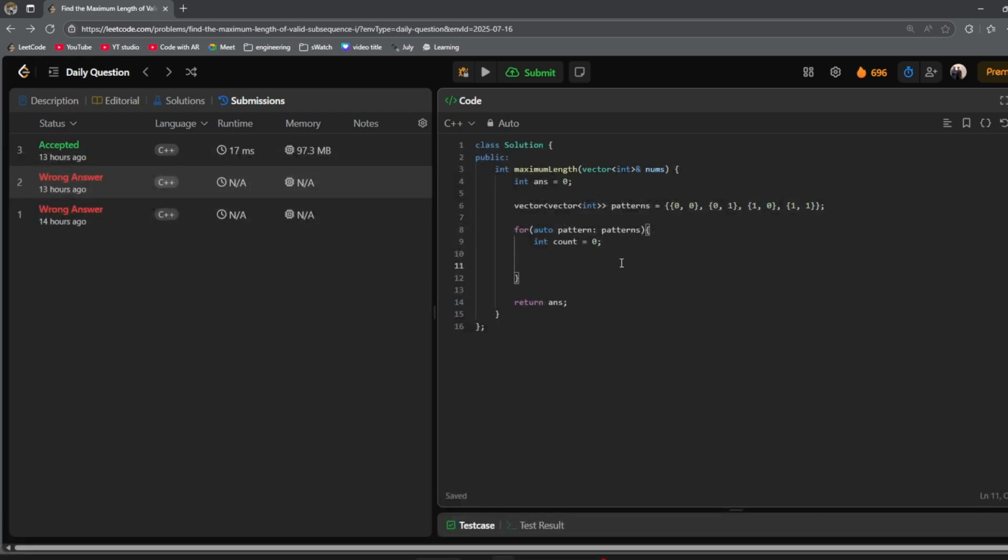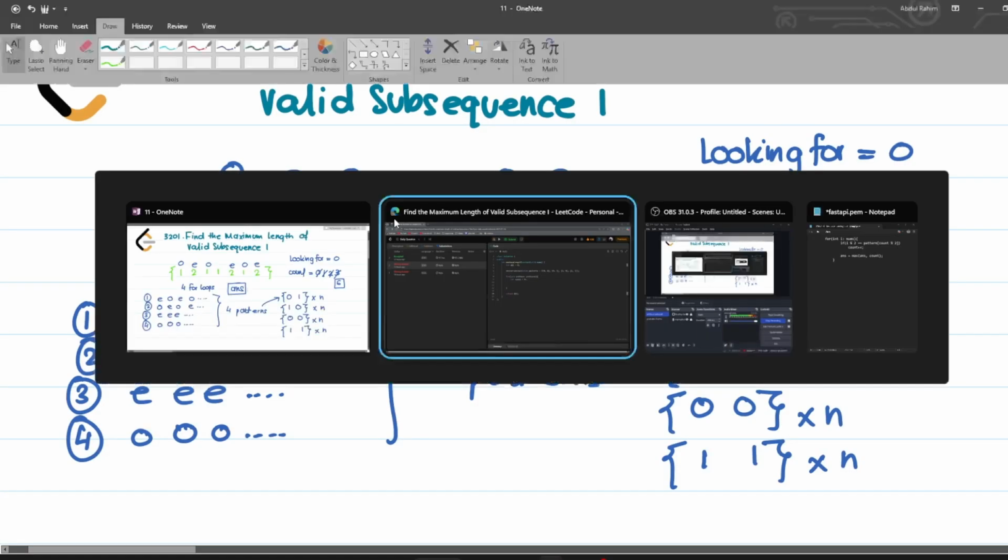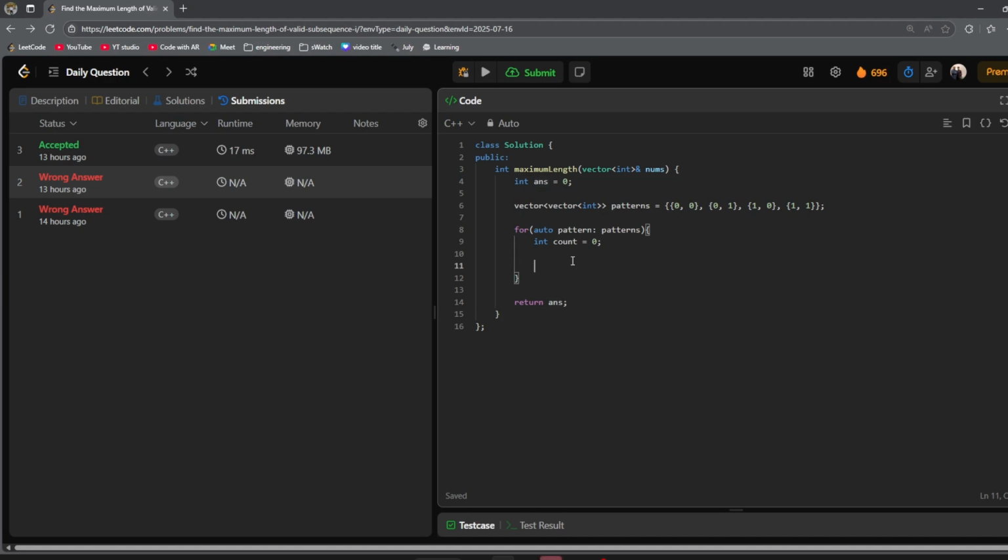So what I'm going to do is, see, I have created a vector of int patterns where 0 indicates that you have an even number, and 1 indicates that you have an odd number. So I have 4 different parities over here: even, odd, even, and odd, right? I'm going to iterate over each pattern, and I'm going to do the very same thing that I did over here, but rather than having 4 for loops, I'm going to have just a single one.